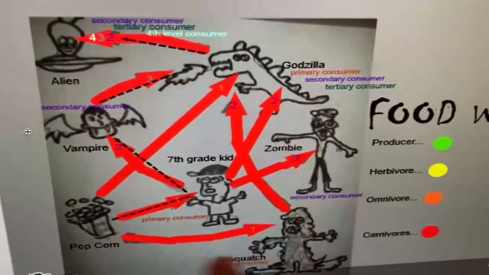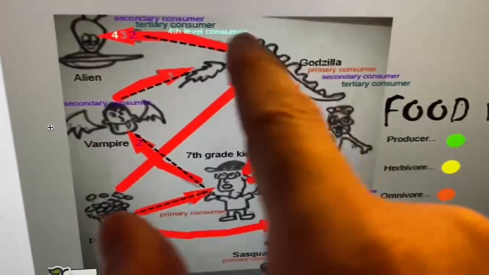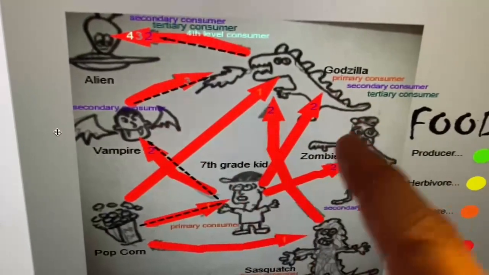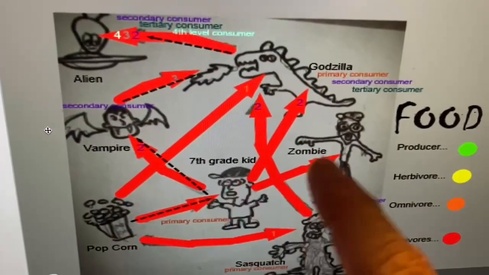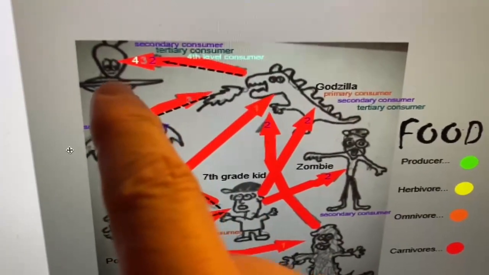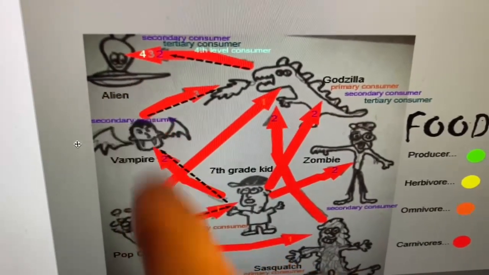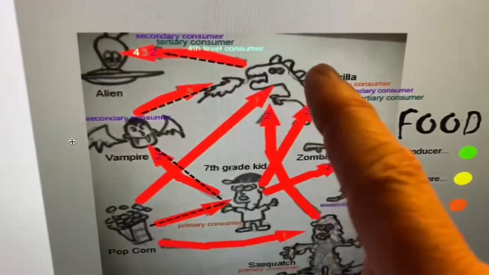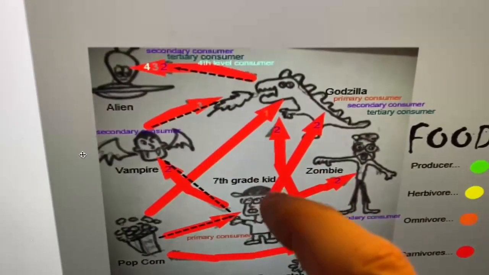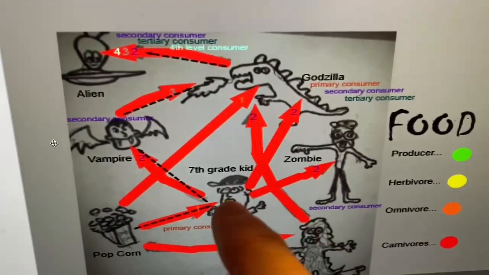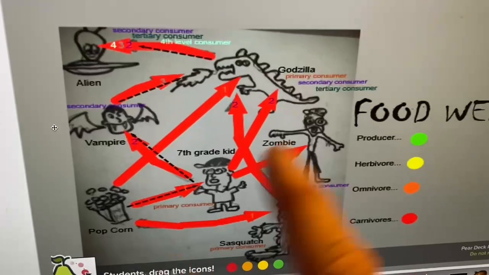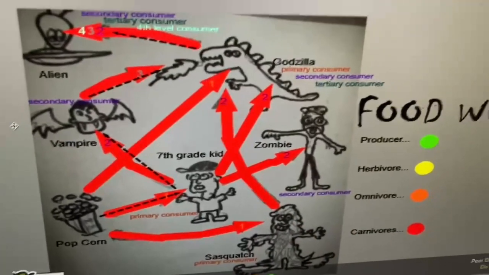That's what a food web kind of tells you. They all kind of pull on each other. If we got rid of Godzilla, even though he's the terror of all of these other things, he eats vampires, seventh grade kids, zombies, and Sasquatch, you would lead aliens to extinction. I don't know. Anyway, this is a pretty typical food chain, or food web, overlapping food chains.